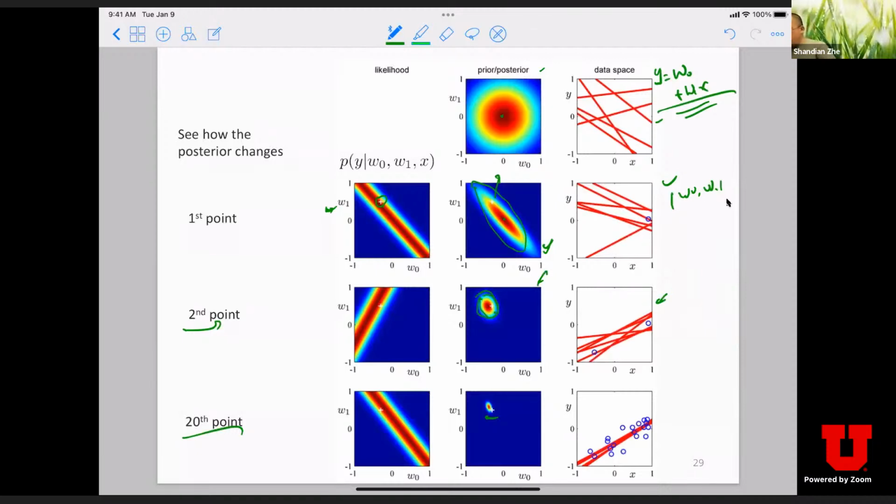And if you use this posterior to sample W0 and W1 to construct the curves, like y equals W0 plus W1x, you can see that different samples of W0 and W1 might only differ a little bit. So when you draw those curves, they largely overlap. Does it make sense? Any question regarding understanding of these figures?